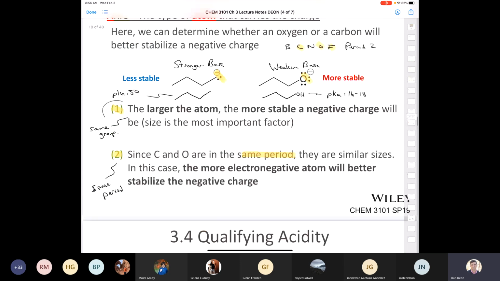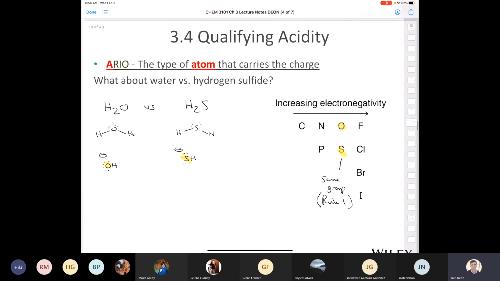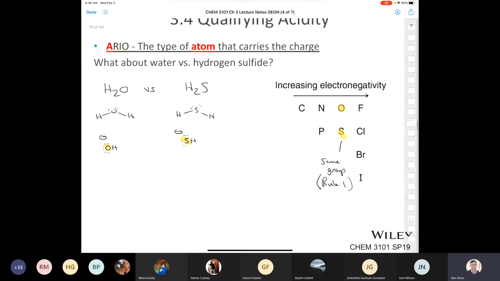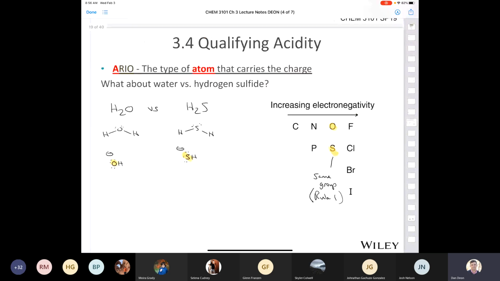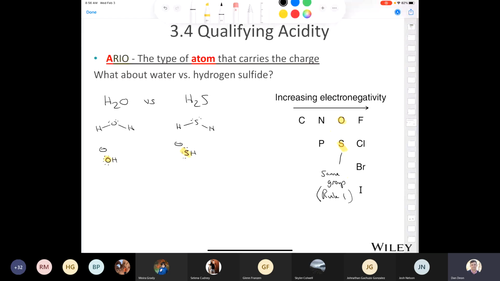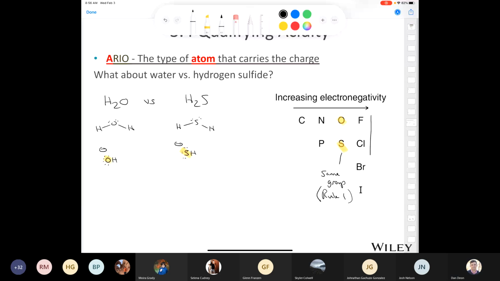We use rule 1, the one that I had on the last slide. Okay, so now I'm talking about this rule. And now it's based on size. It's not based on electronegativity. It's based on size. And we know, this is going back to General Chemistry 1, that size increases as you go down a group. Okay? So since a sulfur is larger than an oxygen, the bigger the atom, the greater the ability it has to stabilize negative charge. Okay?